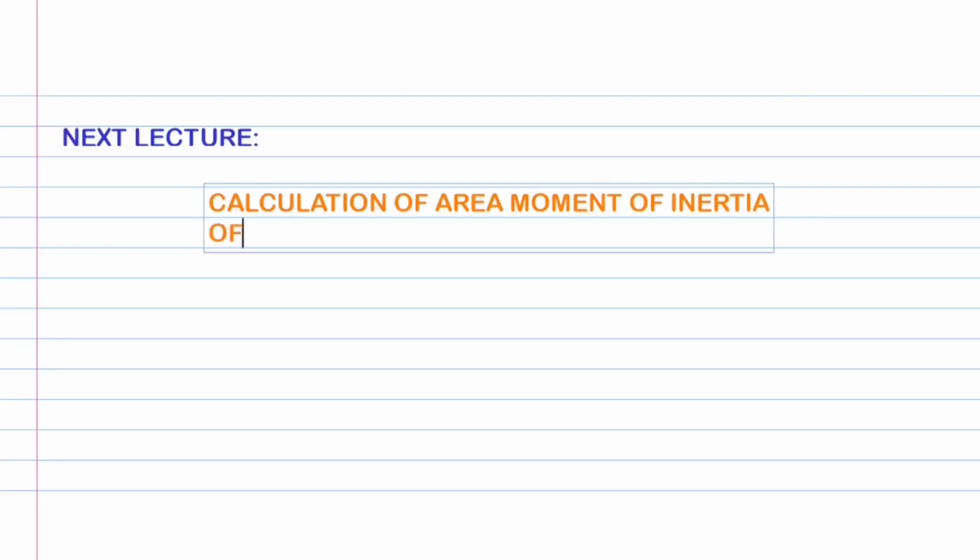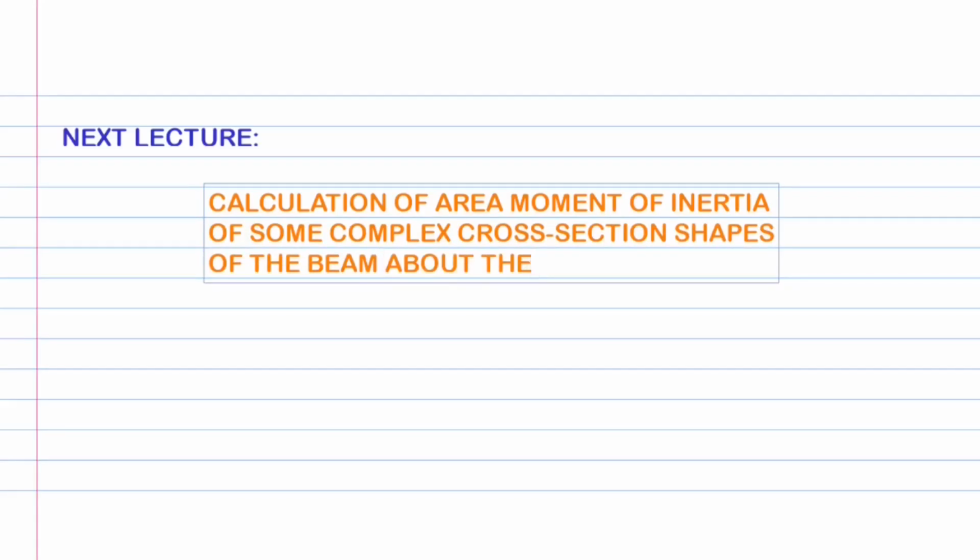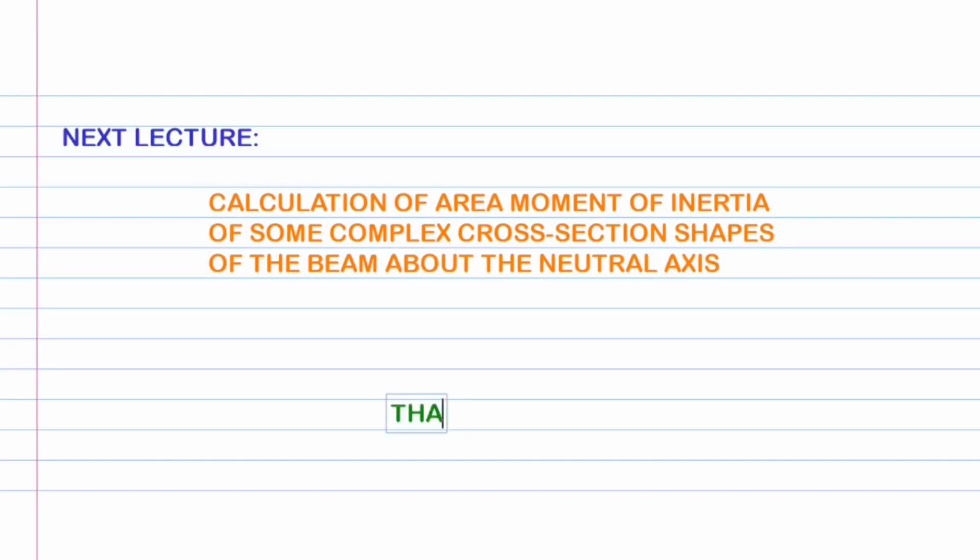In the next lecture, we shall calculate the area moment of inertia of some complex beam cross-section shapes about the respective centroidal or neutral axis by first calculating the centroid of the complex section, followed by the addition of the moment of inertia of individual shapes with respect to the centroidal axis.